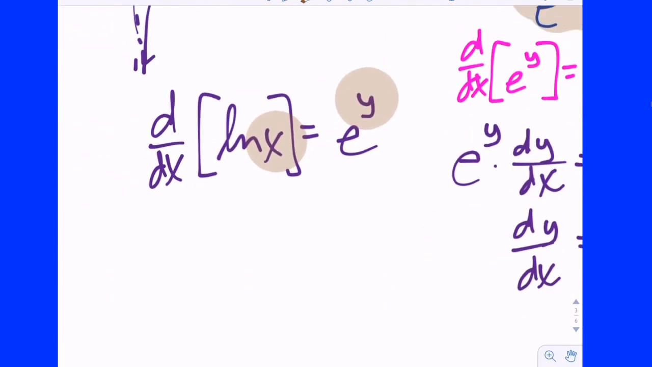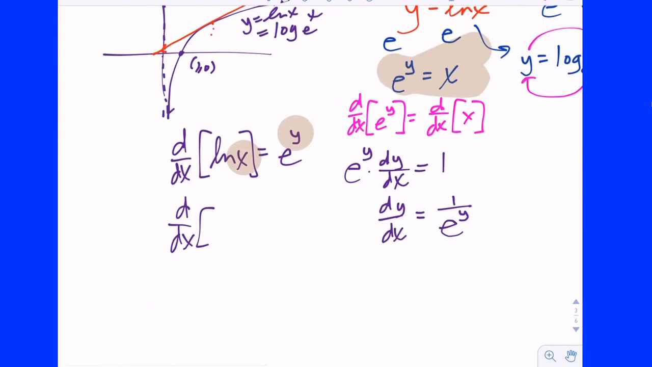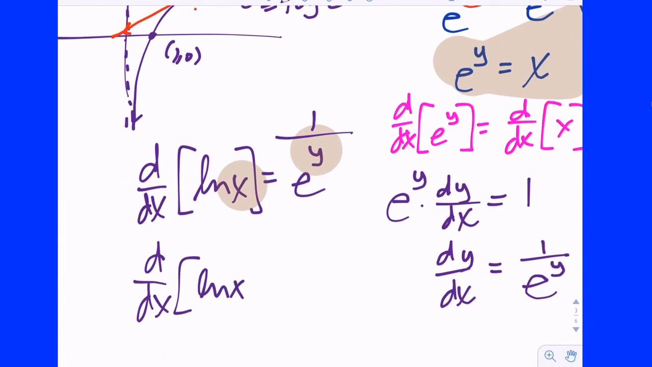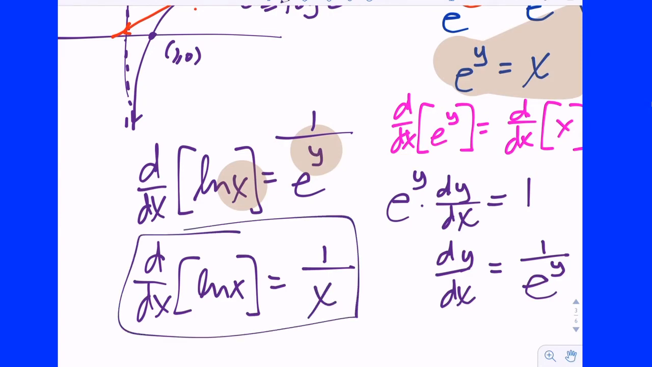So here's the better version. The derivative, it's 1 over e to the y. So it becomes not 1 over e to the y, but 1 over what e to the y is equal to, which is x. And there it is. Wow, that's awesome. I would memorize that, okay, if you haven't already. What's the derivative of natural log of x? 1 over x. Yeah.